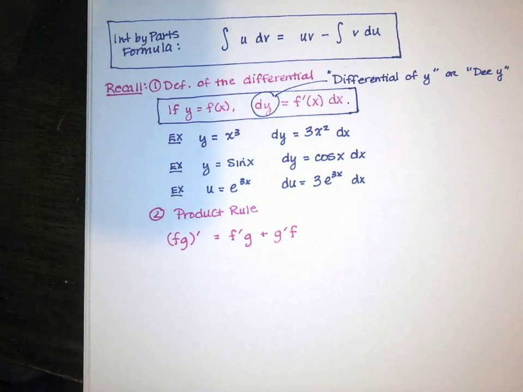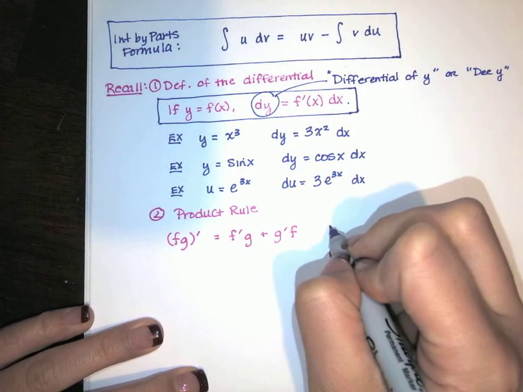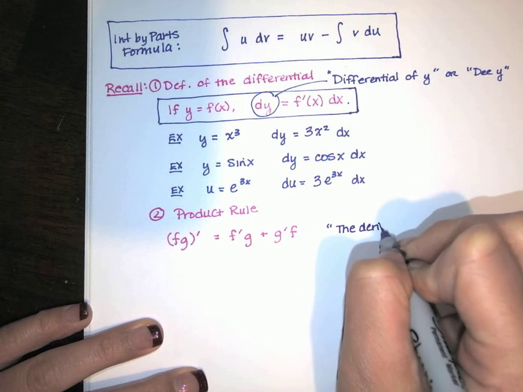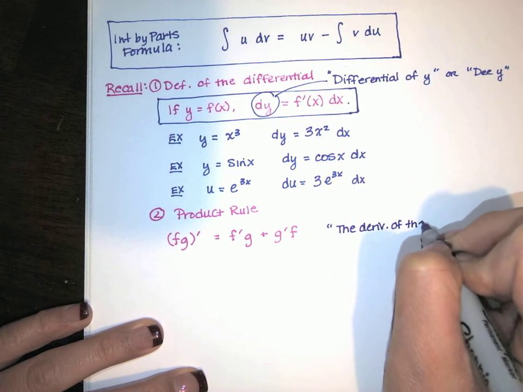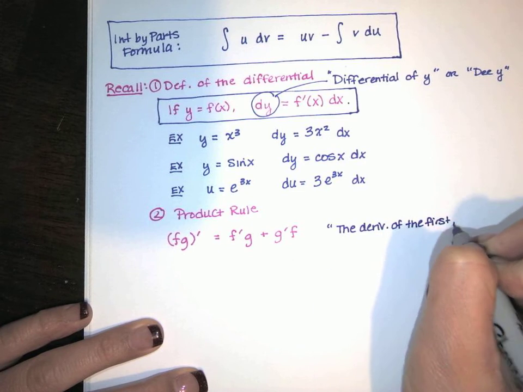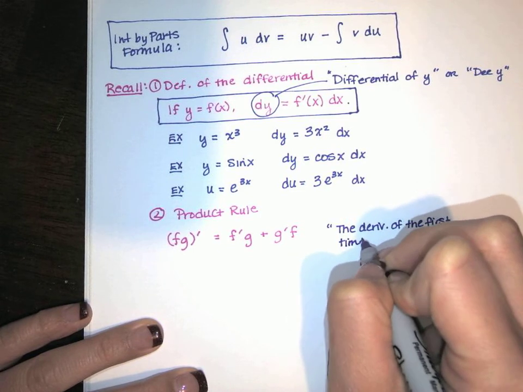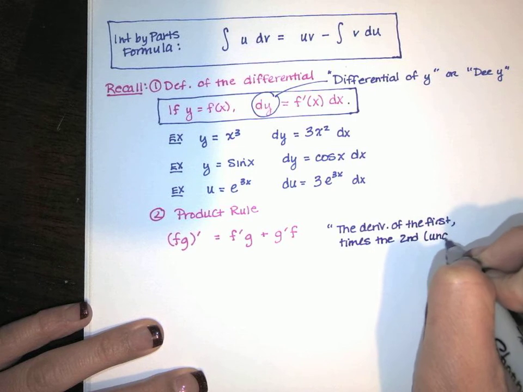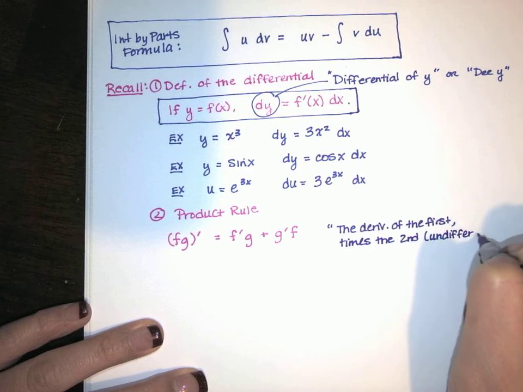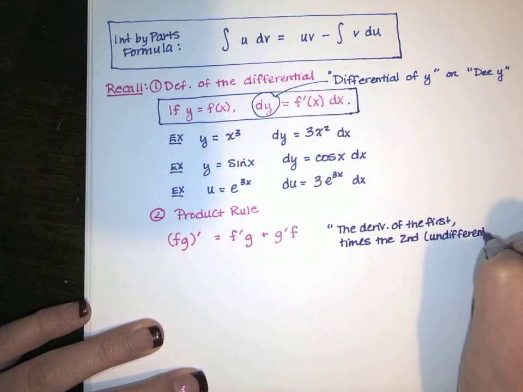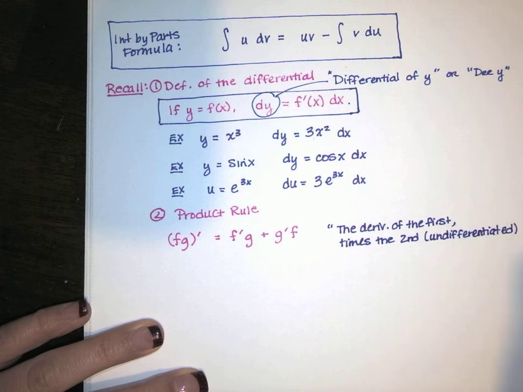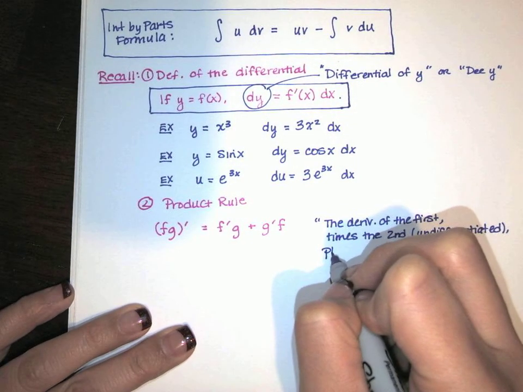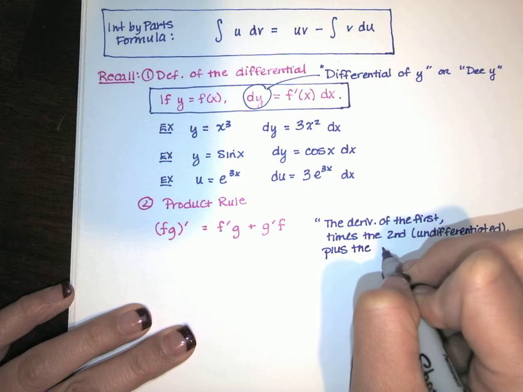And I like to write it out in words for my students because this is how I think through it. So it's the derivative of the first times the second, and I'm going to emphasize that that second function is undifferentiated. Don't do anything to it, just write it down. Plus the derivative of the second times the first.